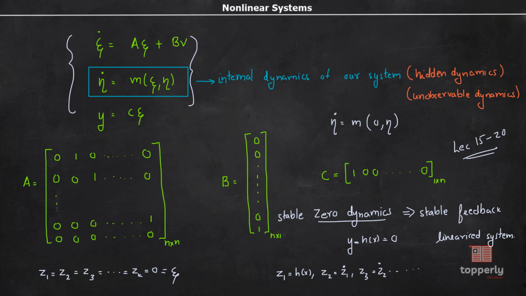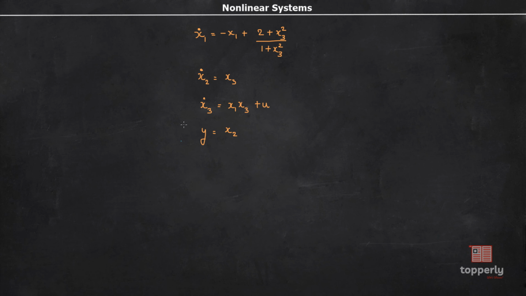Now let us see an example so that we get a clear idea of the concepts discussed so far. Consider the system x1 dot equal to minus x1 plus (2 plus x3 square) by (1 plus x3 square) times x2 dot equal to x3, x3 dot equal to x1 x3 plus u, and y is equal to x2. As you can see, the system is third order, so our n is equal to 3. Now let us find the relative degree of the system. Our output is y is equal to x2.